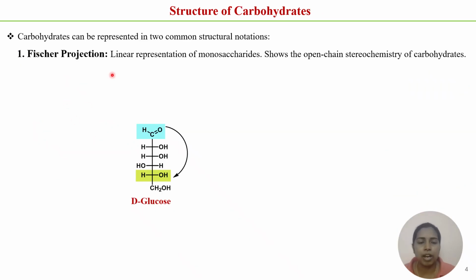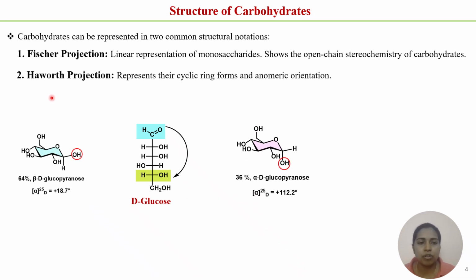Chemists represent carbohydrates in two projection systems. First one is the Fischer projection. This is the linear representation of monosaccharides. It shows the open chain stereochemistry of carbohydrates, so one can distinguish between D and L configuration. Next one is the Haworth projection. It represents the cyclic ring forms and anomeric orientation.